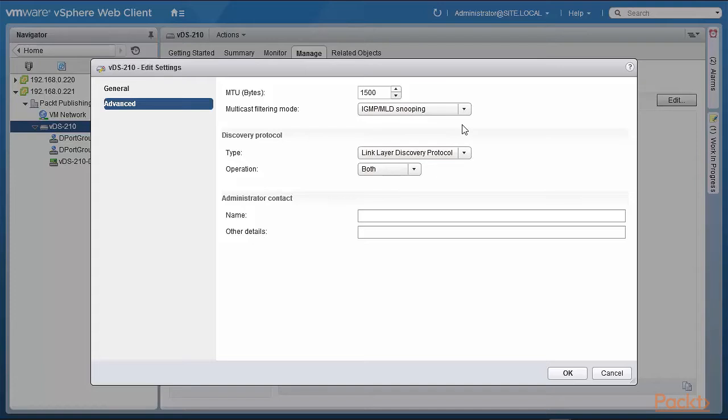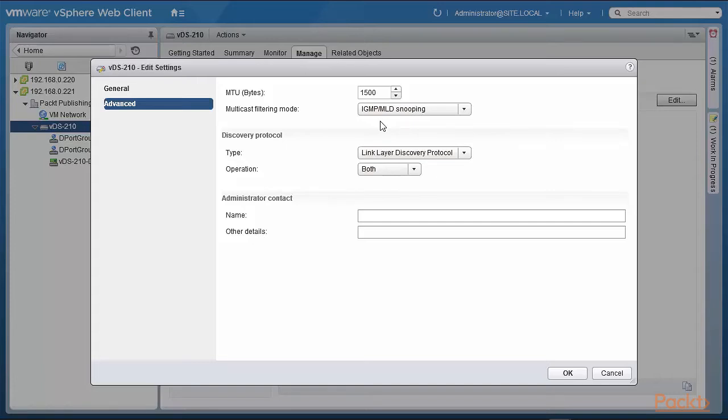vSAN also, I think it's really good for vSAN as well, because only those devices that are actually connected to vSAN and require the different streams of multicasting that is used in vSAN, you can be very specific about what you receive, and the switch will be very, very efficient in actually doing that. So I would recommend setting this option always to be on IGMP MLD snooping in a modern environment.